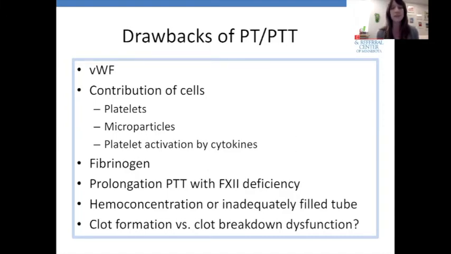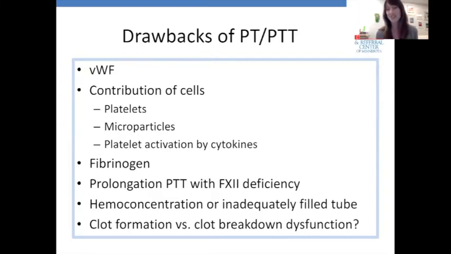Prolongation of the PTT, as we talked before, happens with a factor 12 deficiency, for example, in cats. And there's really no clinical correlation to that at all. So, for example, another confounding factor when evaluating PT, PTT is that you may run coags on a cat and PT will be normal. PTT may be very, very prolonged, but you have zero clinical bleeding. And that's because those cats will have a factor 12 deficiency, which doesn't cause any clinical problems. And then, of course, if you don't fill your tubes very well, that can affect your testing outcome.